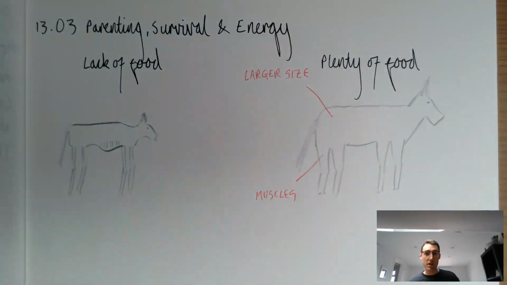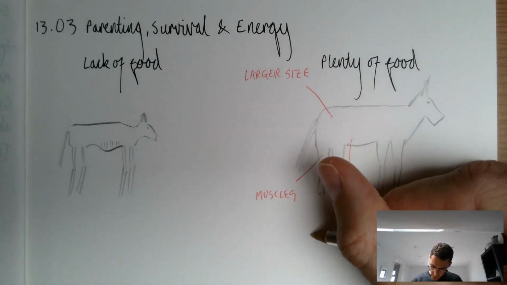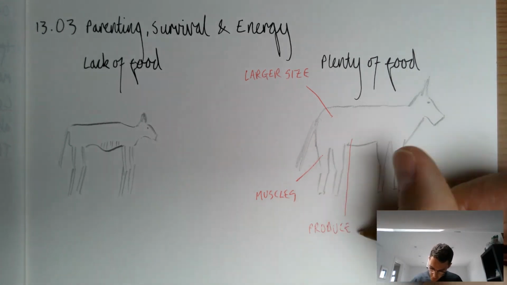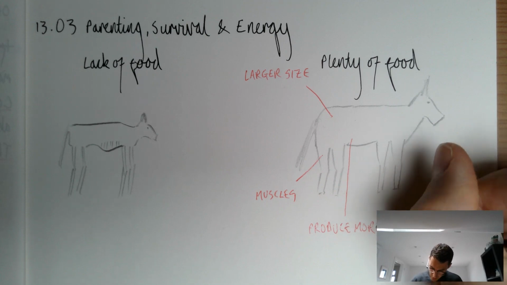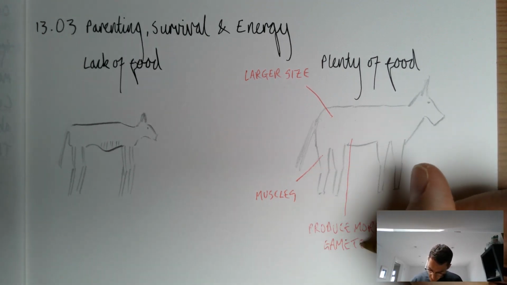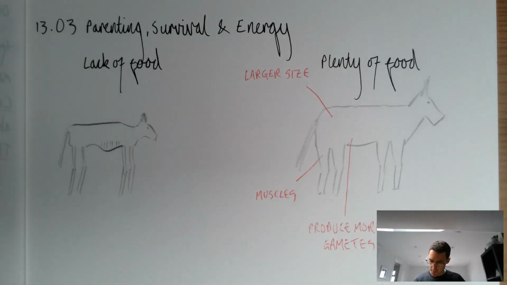Hopefully they'd recognize, though you may have to point this out, that if you've got plenty of food, you've got more energy to produce more gametes. So I might put here, produce more gametes. The muscles, and things like bigger ears and a stronger neck.